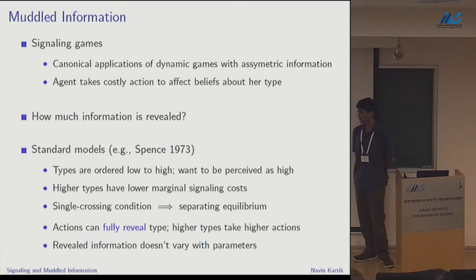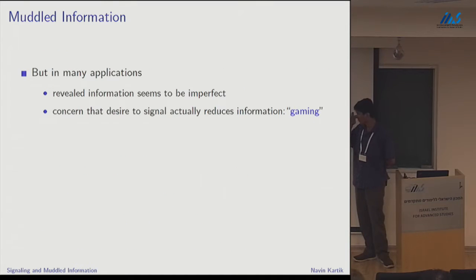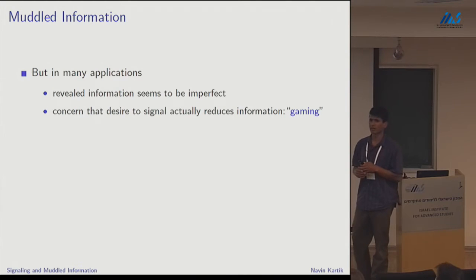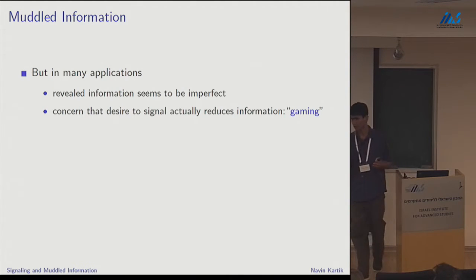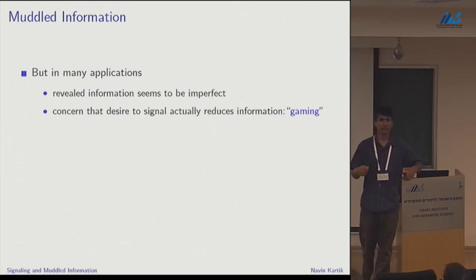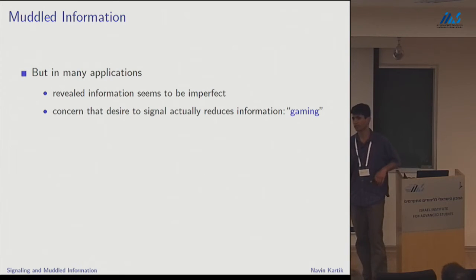If you think about many applications, I'll give you a couple of examples to motivate this in a second, it's not hard to think about applications in which two things are true. One of them is that people aren't separating, so the amount of information that's revealed is imperfect. And secondly, even more importantly, there's a concern that the agent's desire to signal actually reduces market information. This is referred to in popular language as gaming.